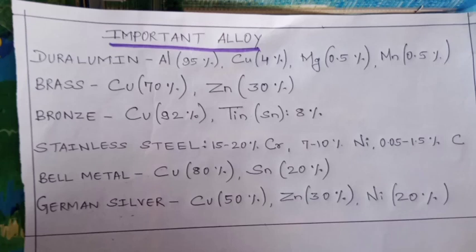Bell metal is an alloy of copper and tin. Copper is 80% and tin is 20%. German silver is an alloy of copper, zinc and nickel. Copper 50%, zinc 30%, nickel 20%.